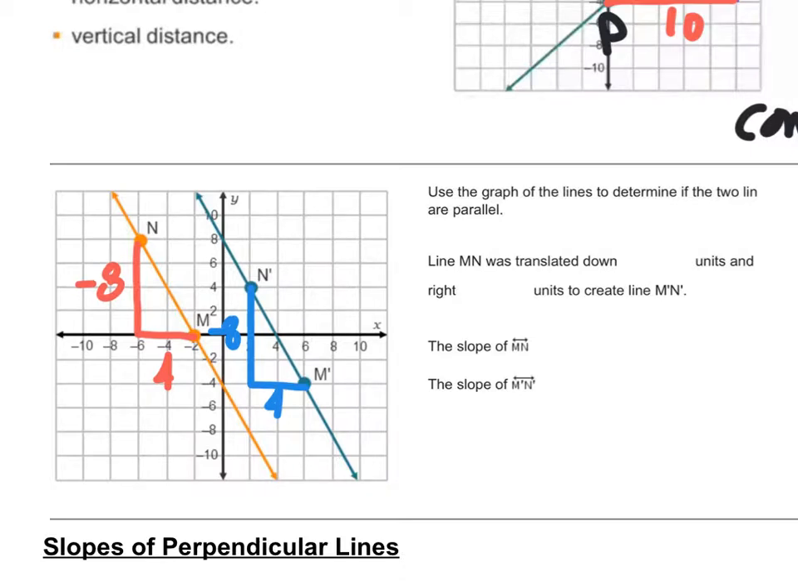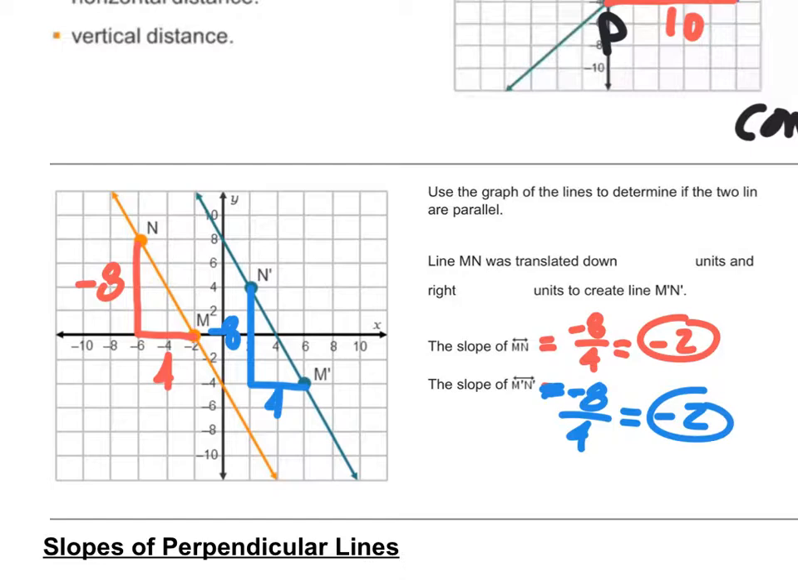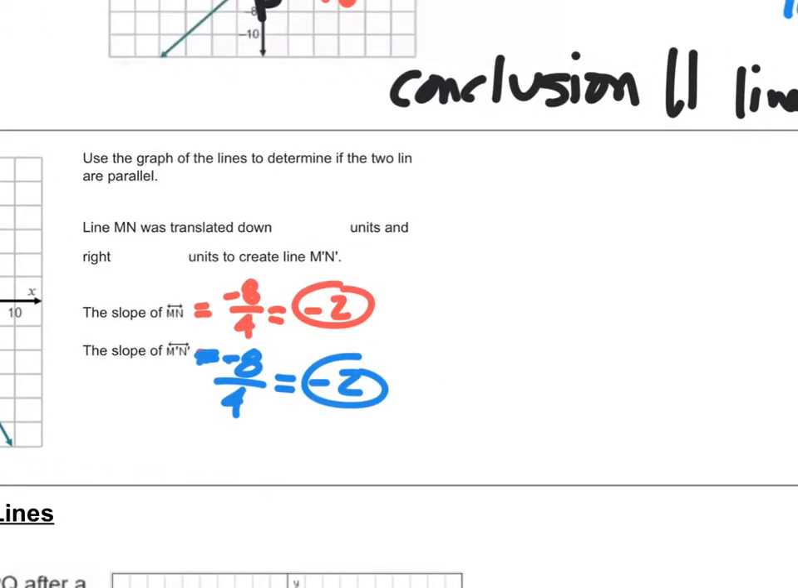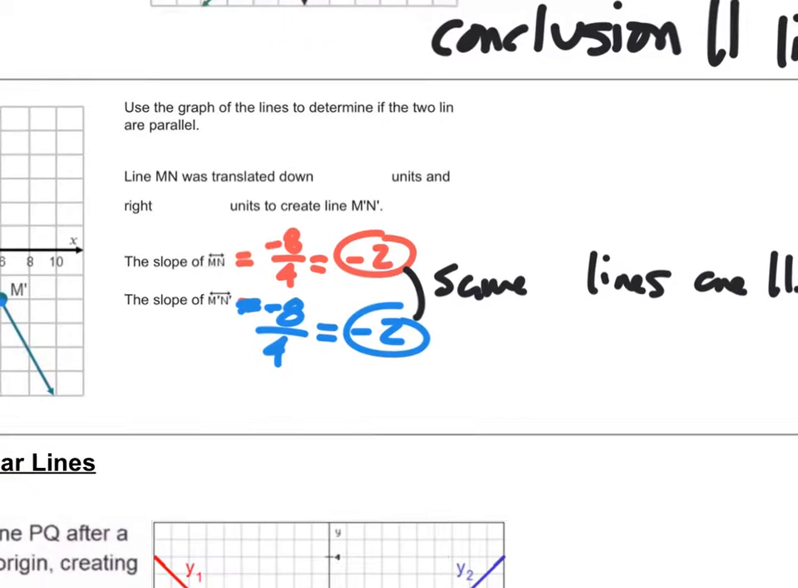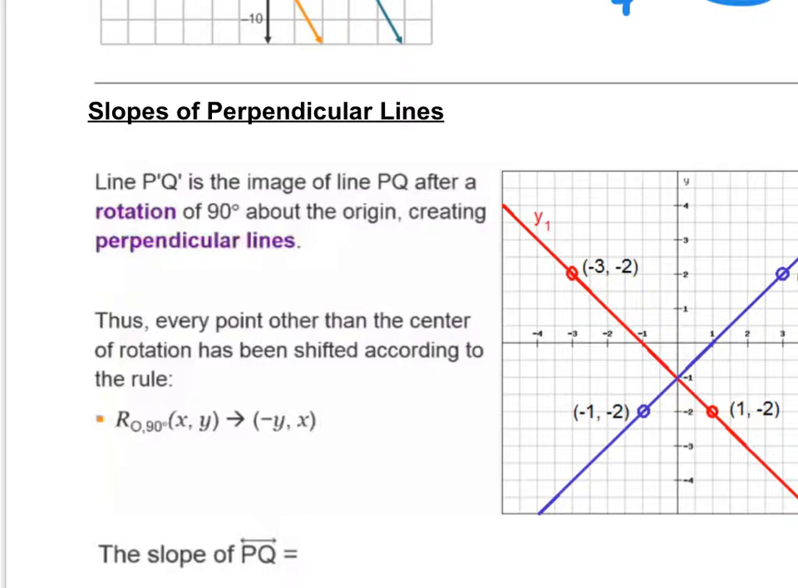So I'm going to write -8 over 4, which gives me a value of -2. That's my slope. The slope of M prime N prime is the same thing: -8 divided by 4, which gives me a value of -2. And because these are the same, we know our lines are parallel. And that's it.